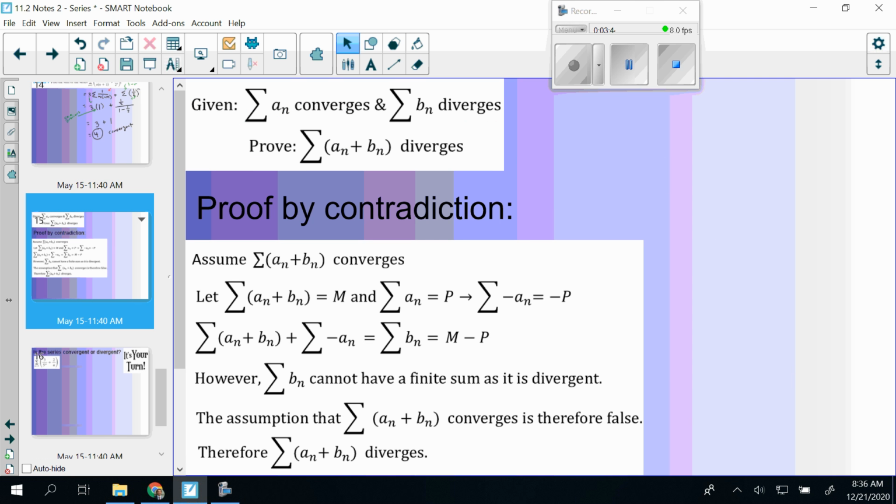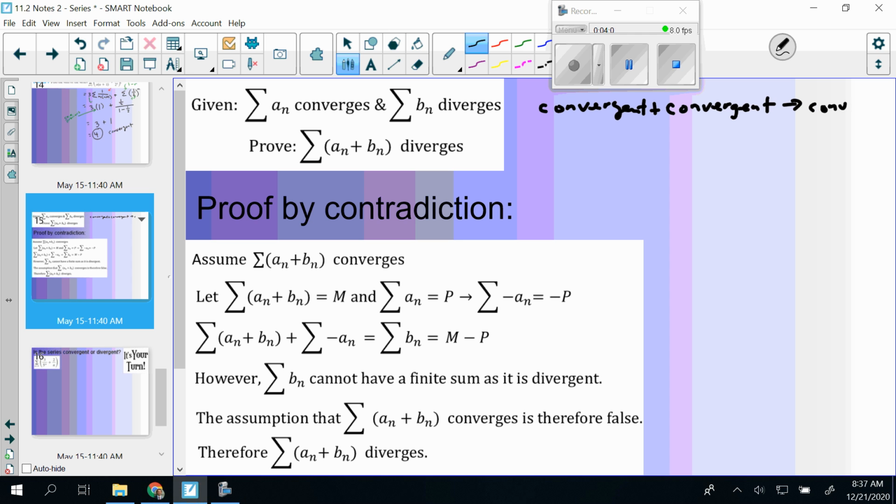All right, so we've looked at what happens if you add up a convergent series plus another convergent series. Your result is going to be convergent. What we're going to look at now is what happens if you add up a convergent and a divergent series. And what we're going to prove here is that that is going to diverge.